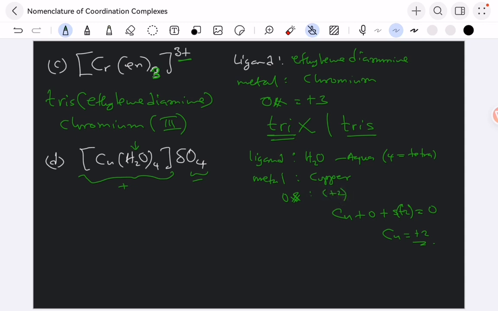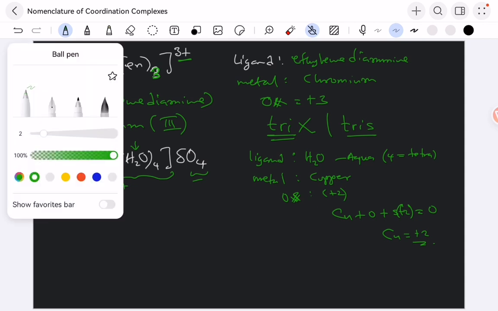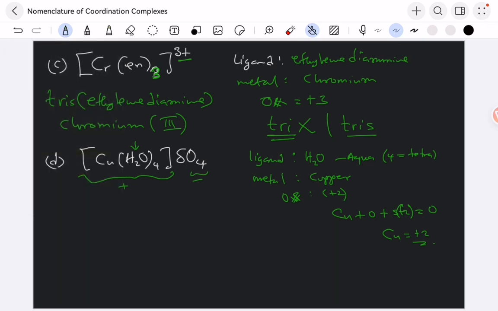So how do we name these? Starting by naming the ligand, this will be called tetraaqua, then copper, oxidation number copper 2, then sulfate.